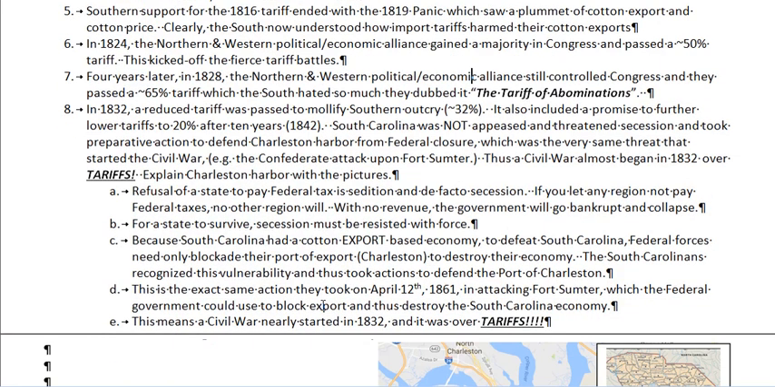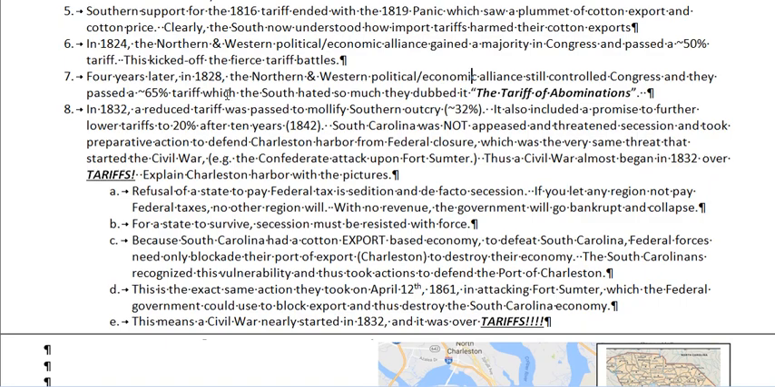Okay, so then in 1824, the Northern and Western political slash economic alliance gained a majority in Congress, and they passed a 50% tariff. So that's pretty high. And this kicked off the fierce tariff battles. Yeah, because this is pretty darn hard.